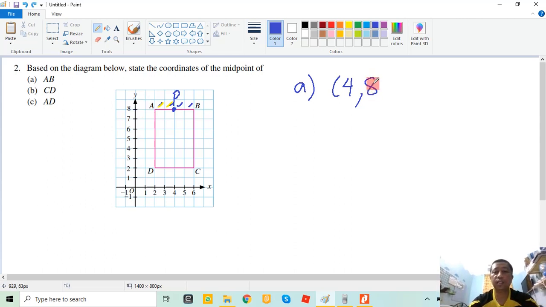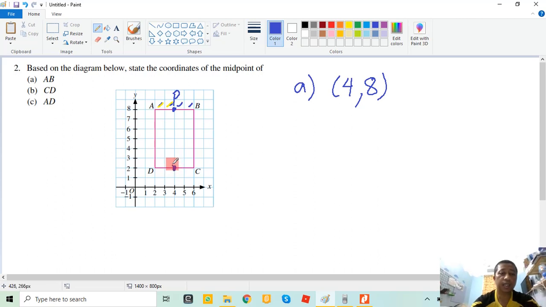So the answer is 4, 8. Midpoint for point AB, the answer is 4, 8. Okay. Now we go to question B, CD. CD, same like AB, also 4 units. And therefore, this is the midpoint.